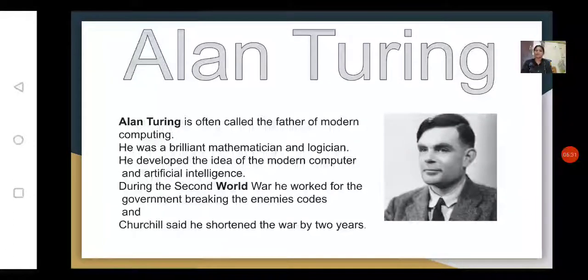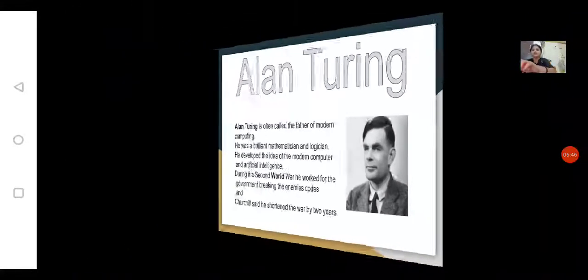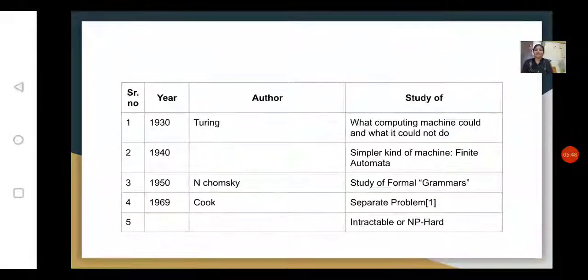During the Second World War, he worked for the government breaking the enemy code, and Churchill said he shortened the war by 2 years, which is a great deal. After that, in 1930, as we know, Turing studied what a computing machine could do and could not do, and in 1940 he designed finite automata.